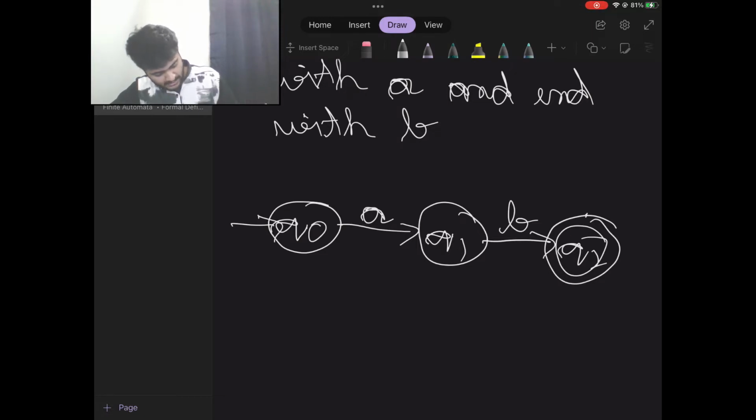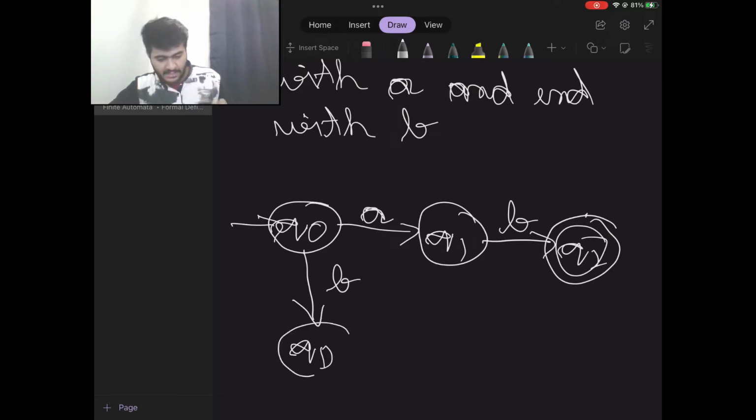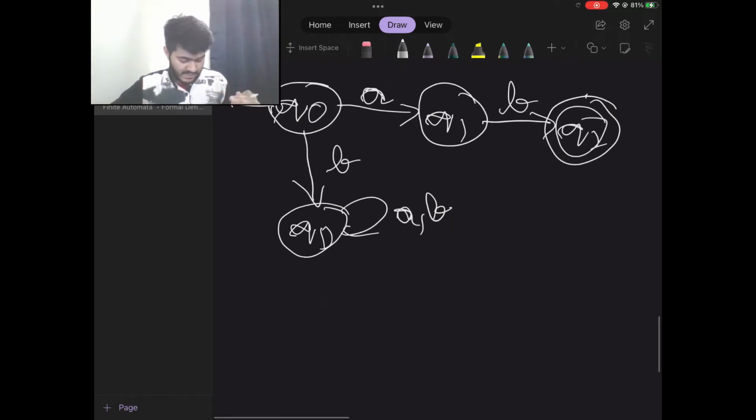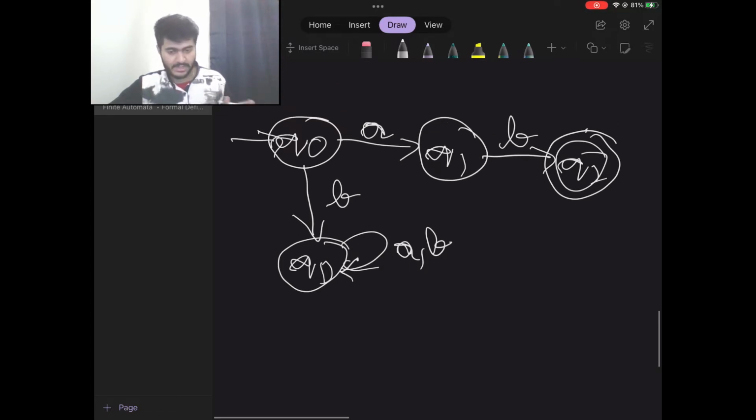Now, as we are starting with A, from Q naught we cannot start with B. So what we'll do is take B and put it in a dead state. This QD is a dead state. And we have to define this also for A and B. For example, Q naught on B leads us to QD. So what happens after that? If we have to define the states on QD, we have to define the inputs on QD as well. If we take A, then it leads us to QD only.